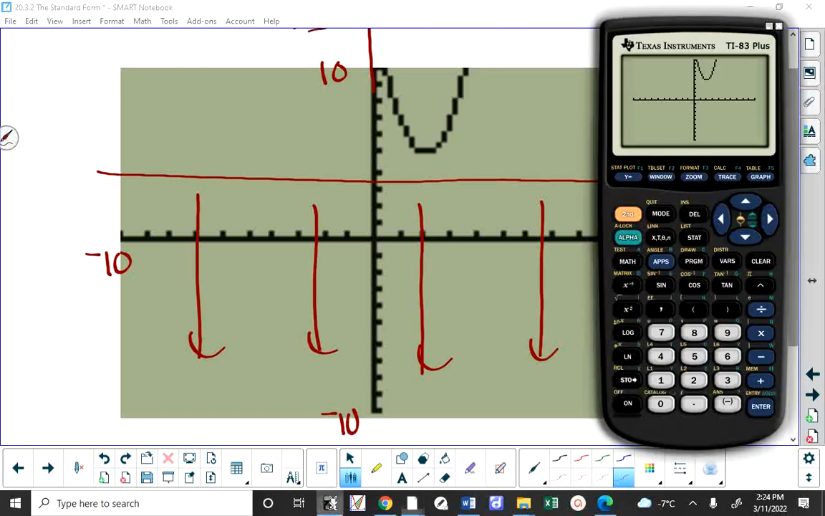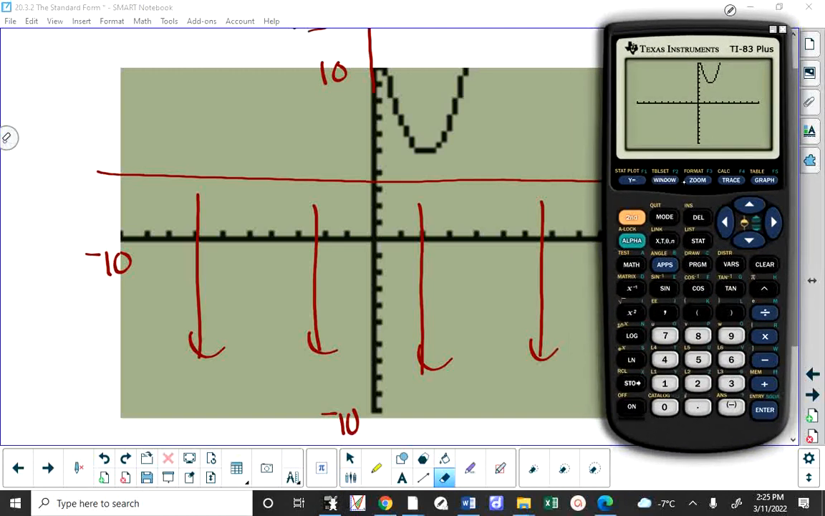Well, let's start with that then. I'm going to go to my window setting, and my minimum y, I said let's go from -4 up to 16. Okay, I can go graph and see now. Well, that's better, isn't it?